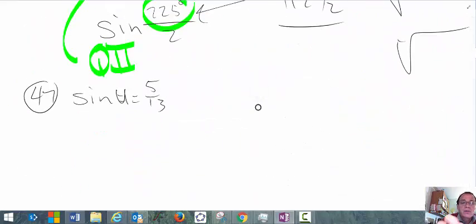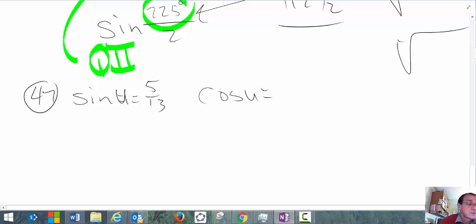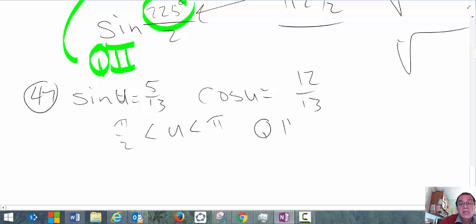Okay. Well, for kicks and giggles, do you know what the cosine would be then? Well, wouldn't it be 12 over 13? Except in 47, it says that u is between pi over 2 and pi. That's quadrant 2. And according to what we've memorized, although the sine is positive there, the cosine would be negative. So it's not just 12 over 13, it's negative 12 over 13.